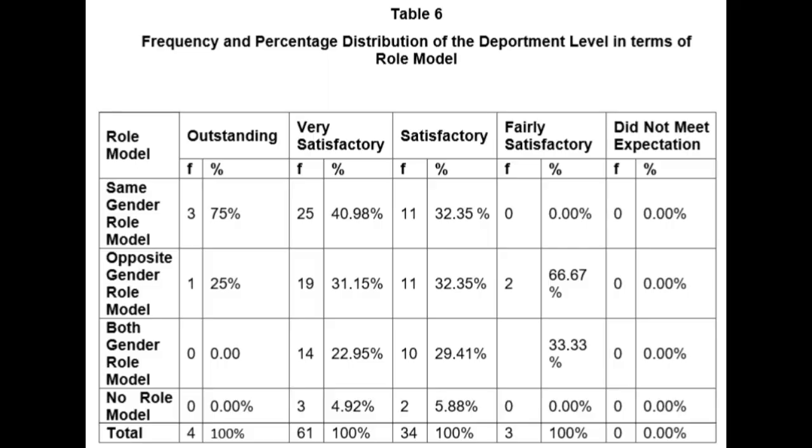While our problem number 2 is, what is the deportment level of the students in terms of role model? As our Table 6 reveals, and as I said earlier, among all the deportment levels, Very Satisfactory is the most prominent one. Students who got 25 or 30.93% have a same gender role model, which is also prominent among all the types of role models.